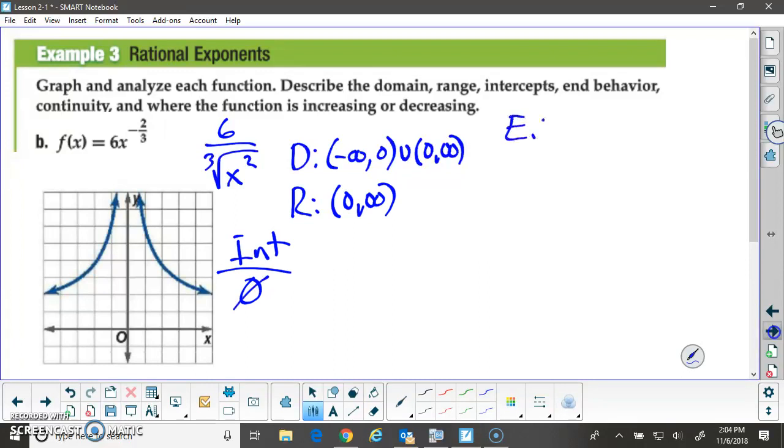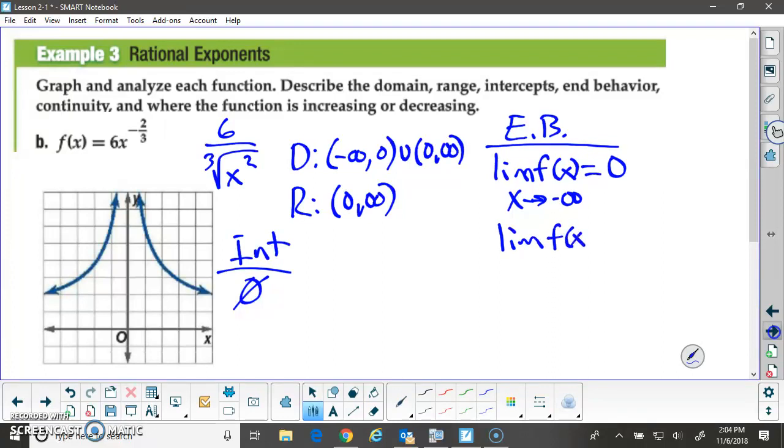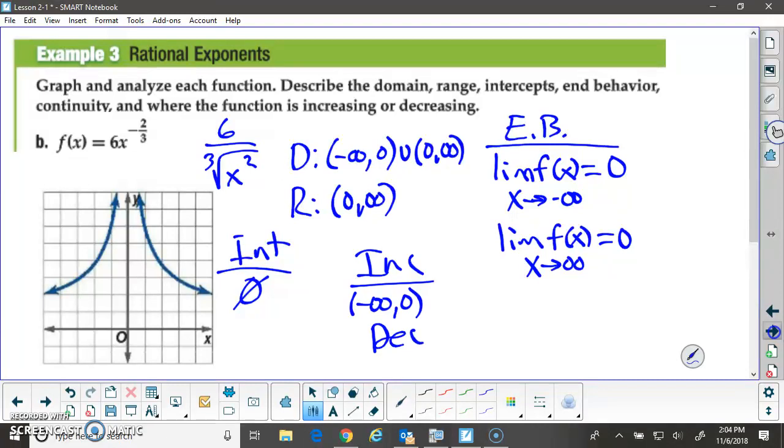End behavior, you can see that if you go really far to the left, it's getting closer and closer to 0. And also, if you go really far to the right, it's getting closer and closer to 0. This is increasing on the left-hand side, so from negative infinity to 0. And it is decreasing from 0 to infinity, the right-hand side of the graph.